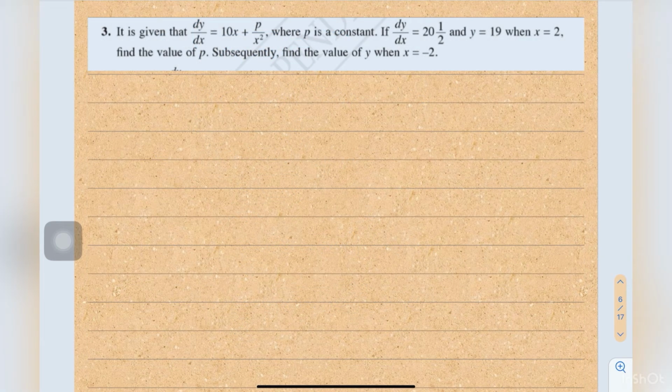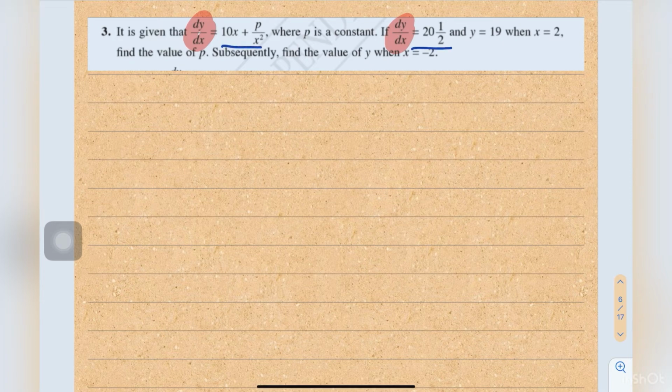It is given that dy/dx equals 10x plus p over x squared, where p is a constant. If dy/dx equals 21 over 2 and y equals 19 when x equals 2, find the value of p. First of all, you have to find the value of p. Given dy/dx here, and this one is dy/dx as well, meaning that these two are the same.